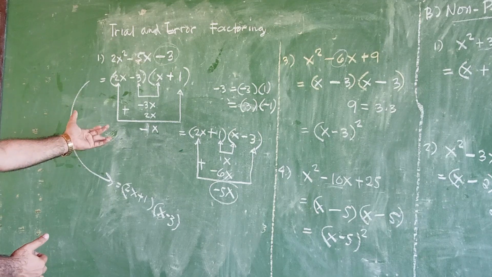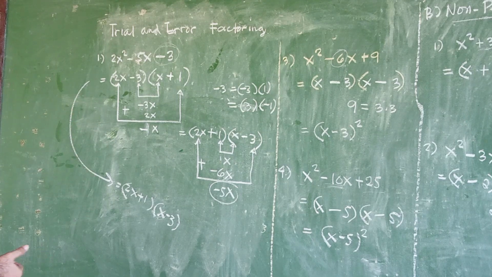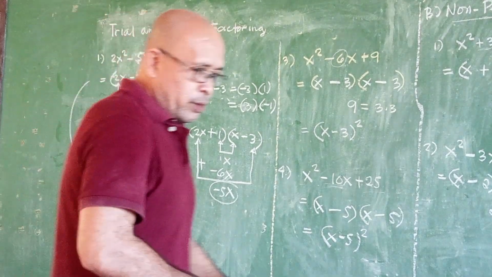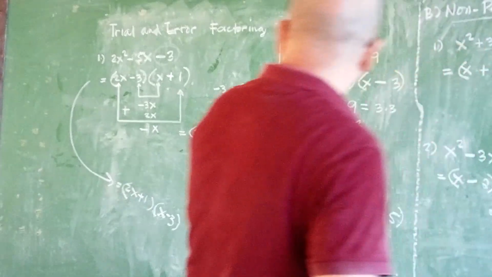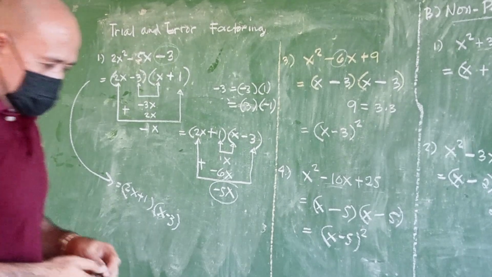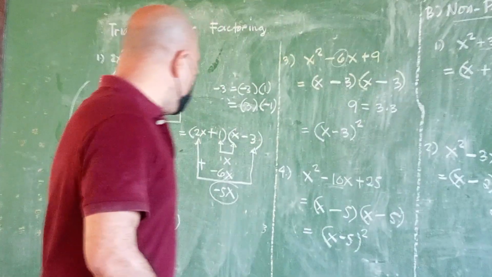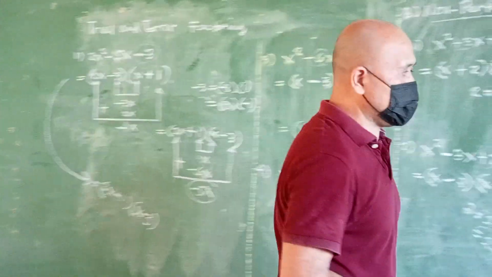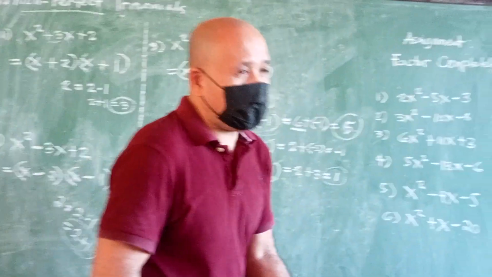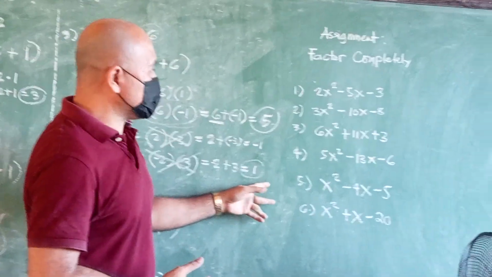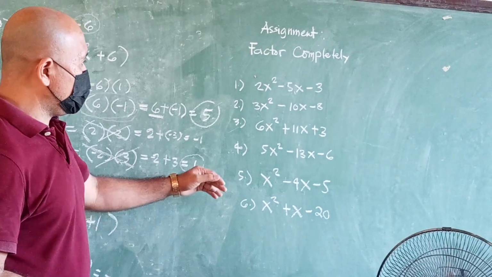Okay, so just go over, try to study this example, class, again and again until you are able to master the process of factoring trinomials under the trial and error factoring. Okay, so I guess we will end our review up to here. And for you to practice it and really understand everything, your assignment, you can do this assignment, class, and submit it next meeting when we come back.